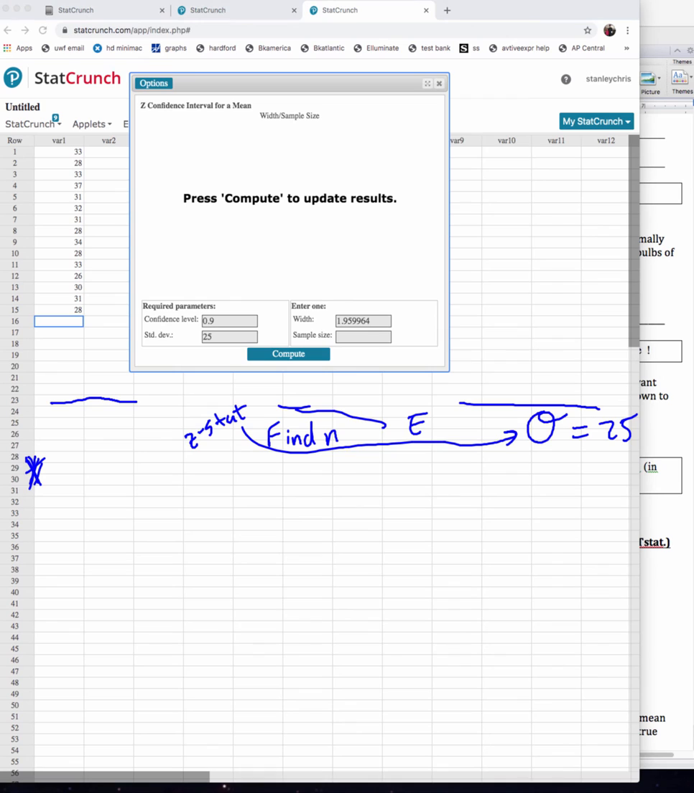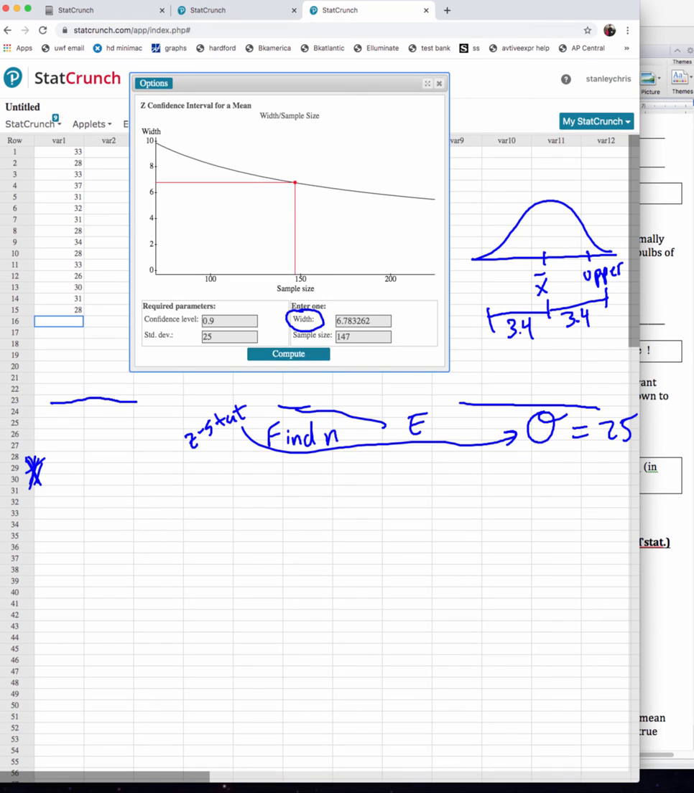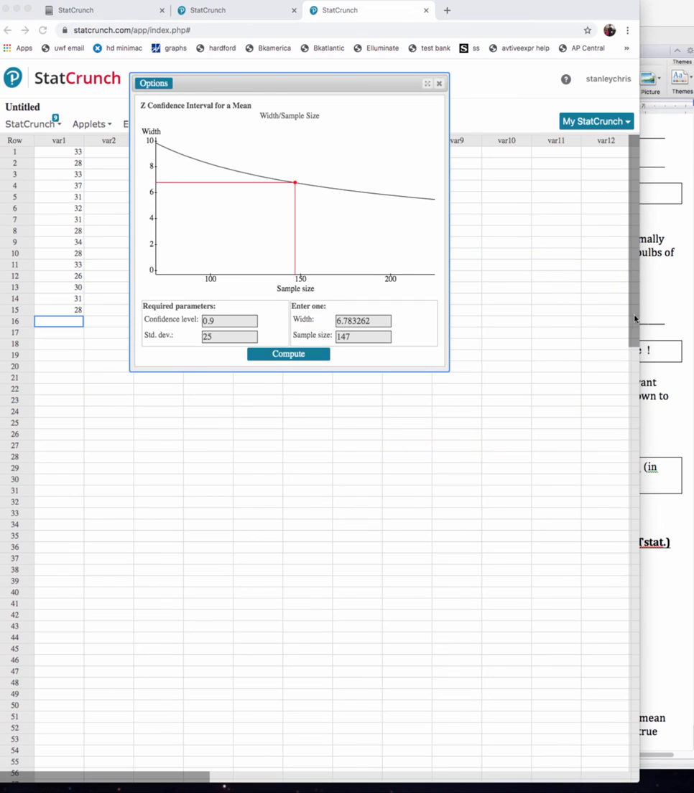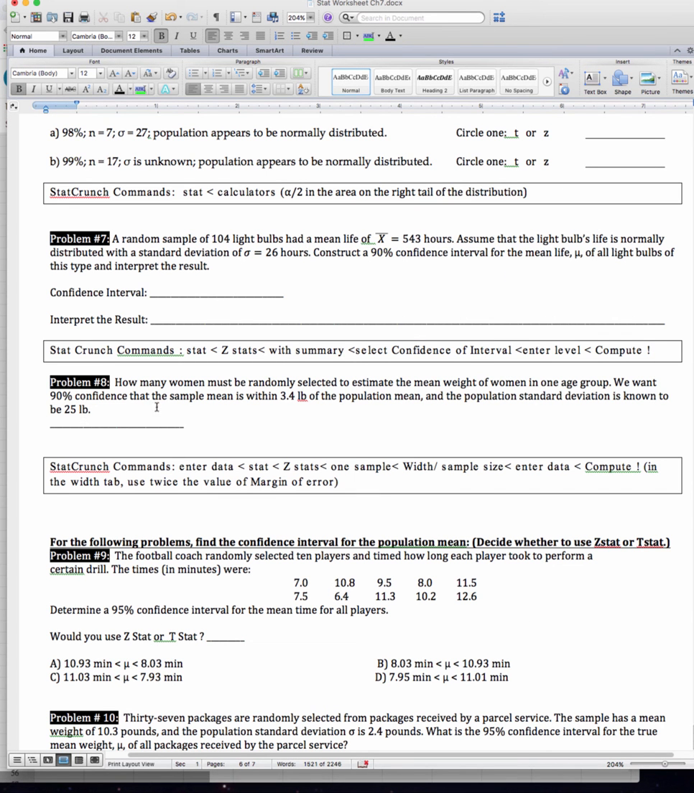So, since they want whatever we end up getting for the mean to the upper, they want that to be the biggest at 3.4. So the width is going to be double that, 2 3.4s, which is going to be 6.8. And voila, 147. So this is no decimal. 147. Okay.